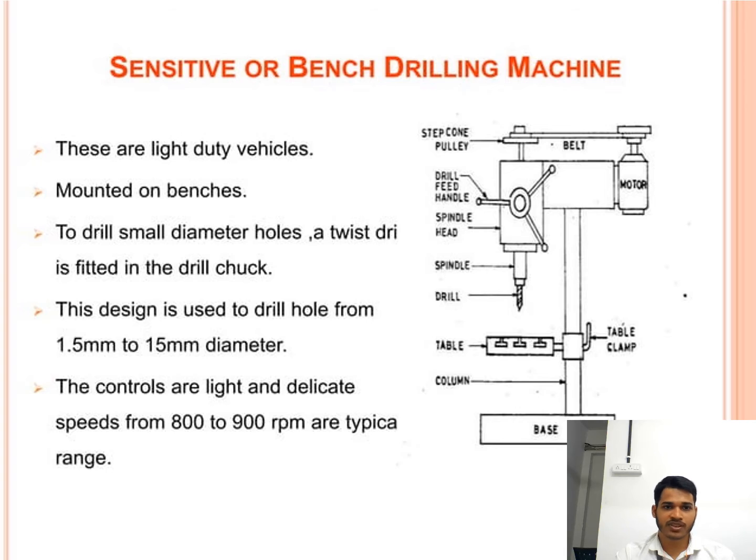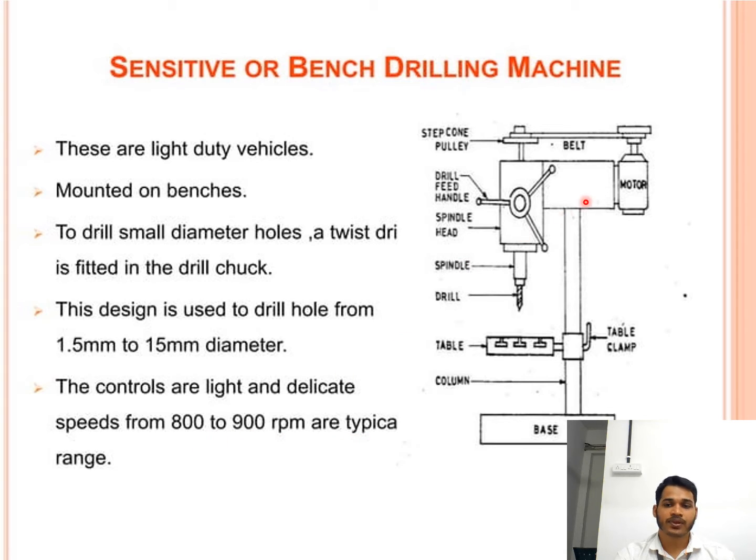Next is the bench drilling machine. Bench drilling machine is a common drilling machine. These are light duty machines mounted on a bench or table. It is also called a table drilling machine. To drill small diameter holes, a twist drill is fitted in the drill chuck, and it is used to drill holes from 1.5 mm to 15 mm diameter, and the spindle speed from 800 to 900 rpm is a typical range.